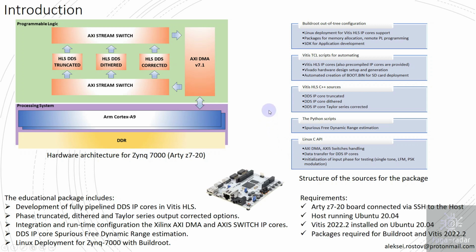So in order to leverage the package, the following requirements should be met. As setup, I'm using the RTZ720 board from Digilent, but again, another board can also be used. The board is connected via SSH to the host, the host running Ubuntu 20.04 with Vitis installed on it. Therefore, all mandatory packages required to build Vitis are also needed.